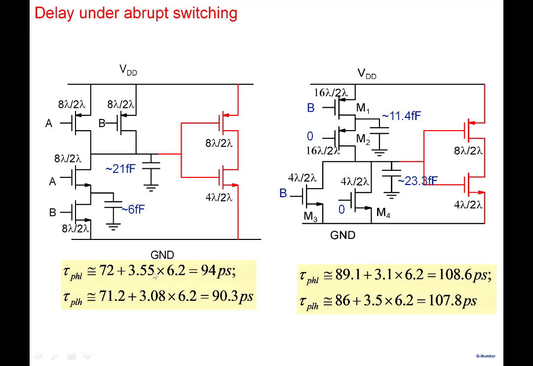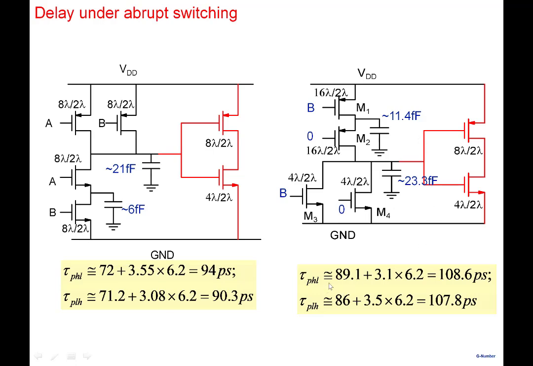So this is intrinsic and this is because of the load here. Total capacitance here is 94 and tau PLH is 90.3. You can see the intrinsic part, and then the drive part here. 6.2 is common to both of them. 3.08 is related to the pull-up strength here.